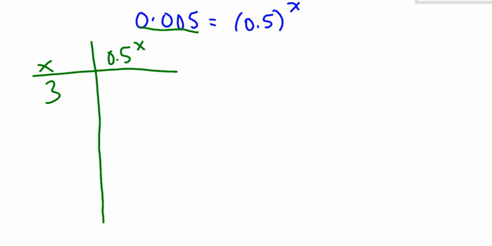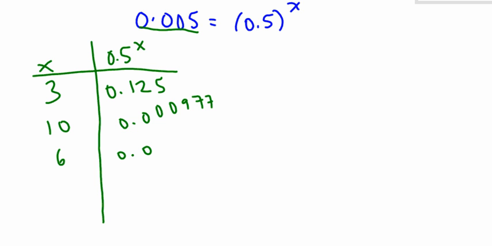So 0.5 to the 3 is 0.125. So I've got to go bigger. Let's go 10. So 0.5 to the 10 is 0.000977. So now I'm way too small. So somewhere between 3 and 10. Let's try 6. So 0.5 to the 6 gives me 0.016. So how am I doing?